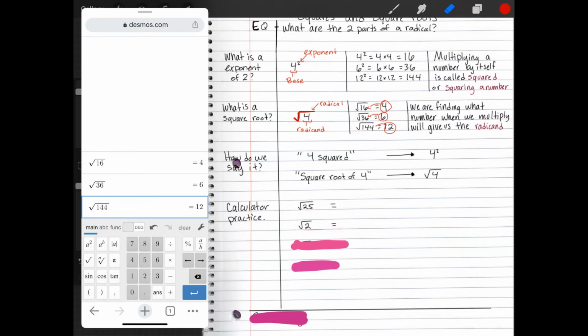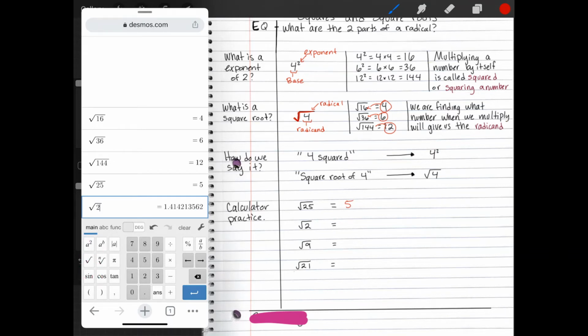Okay, so let's do some calculator practice with some of these. All right. So let's do the square root of 25. So I'm going to put square root. Oh, I didn't hit enter. There we go. Square root of 25, and we get 5. So I know that's going to be 5.